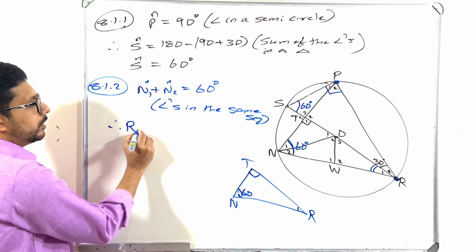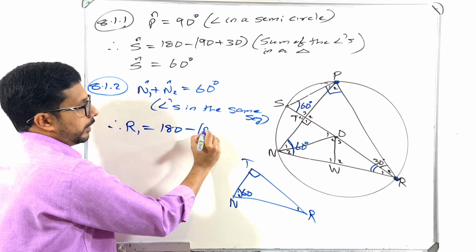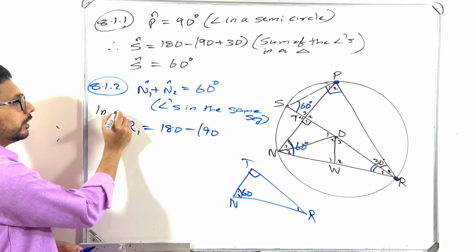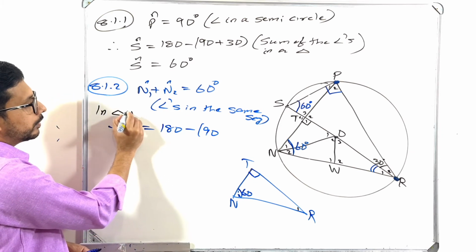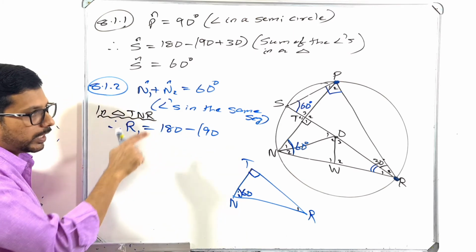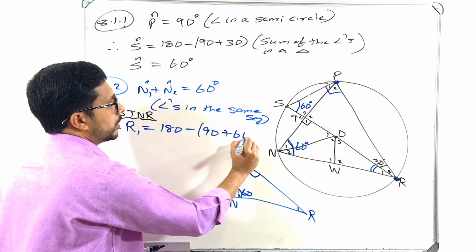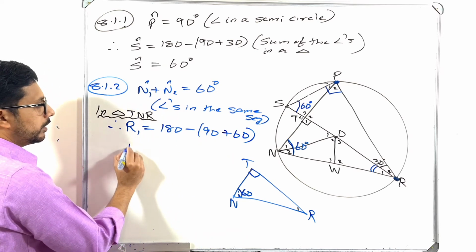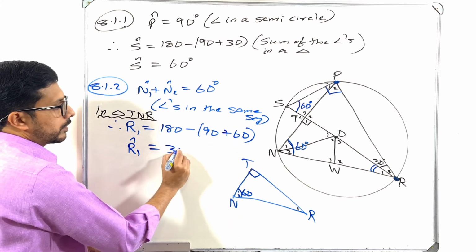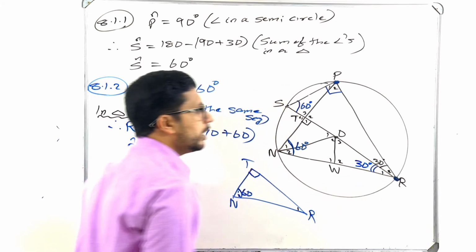Therefore R1 is equal to 180 minus 90. If you want to understand clearly, you can write here: in triangle TNR. So it will be more clear. Okay, in triangle TNR, which triangle are we considering? TNR. Okay, R1 is equal to 180 minus (90 plus 60). 90 plus 60 is 150. So the remaining is 30 degrees. So it means that this angle R1 is 30 degrees.